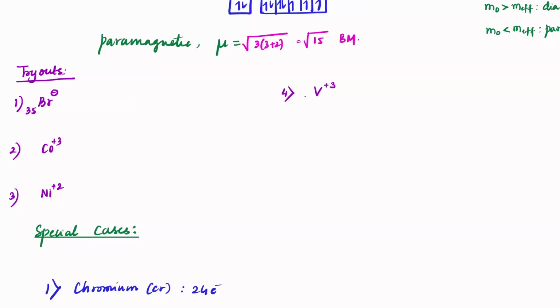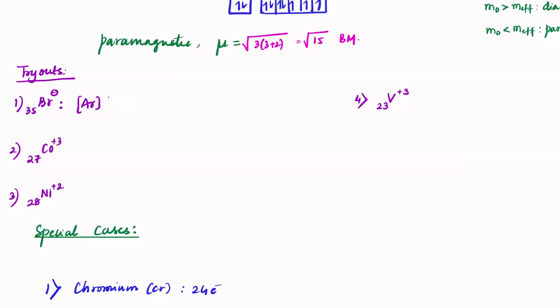Atomic number of vanadium is 23. Atomic number of nickel is 28. Cobalt is 27. Now let's put in the configuration and see how we can get this. Bromine is supposed to be 35. The closest noble gas is still argon. So we have argon, correct?